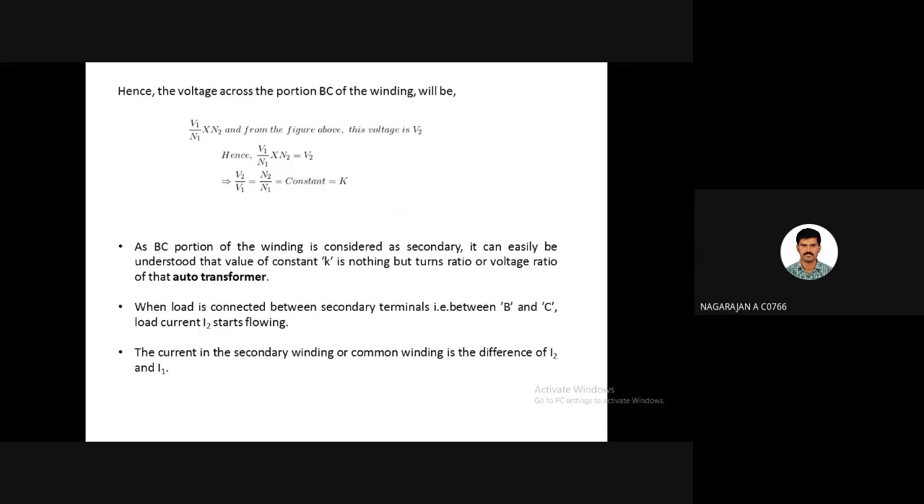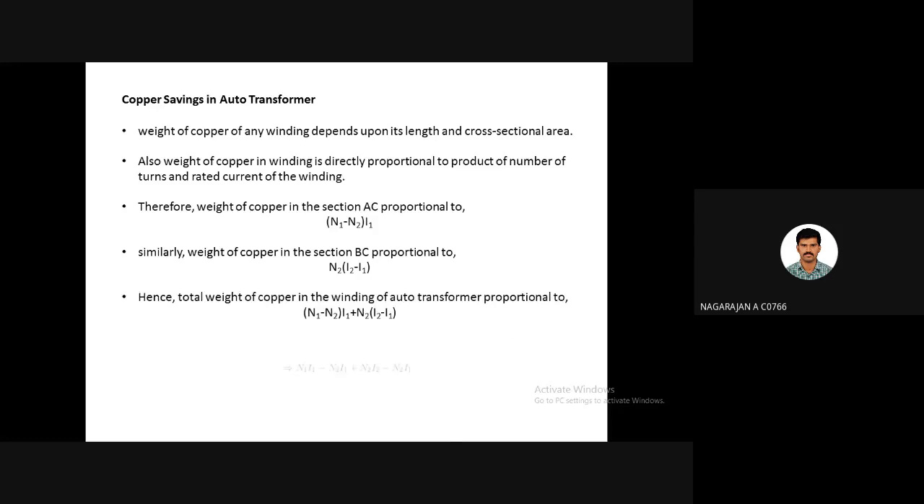So these are about auto transformers, copper saving.